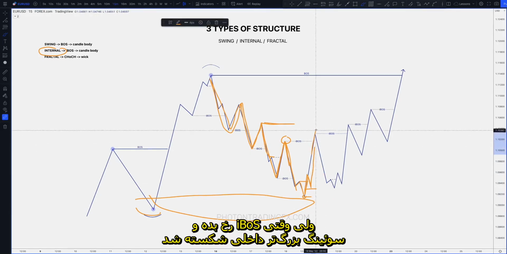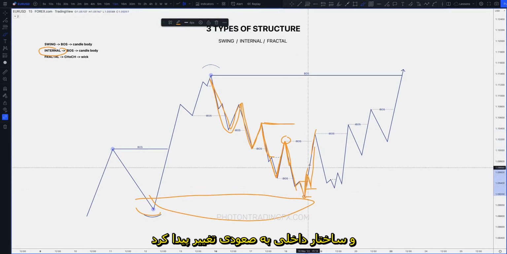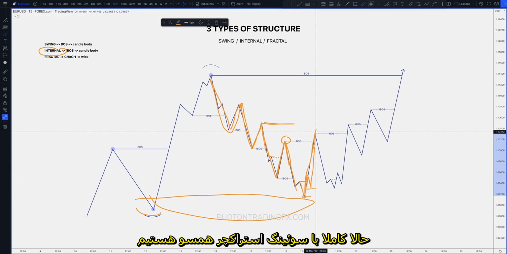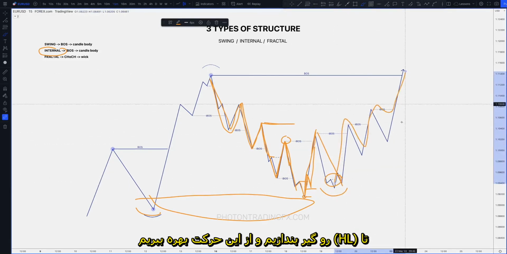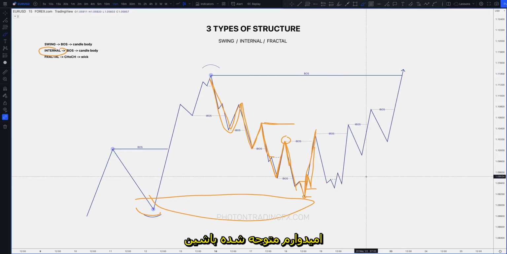But once we get that IBOS, and the larger internal swing then breaks, and the larger internal structure is then bullish, that's what I was saying. Now we are truly aligned, and this is a much stronger signal to look for the long within here, to catch that higher low and try to get that move. So hopefully that makes sense.